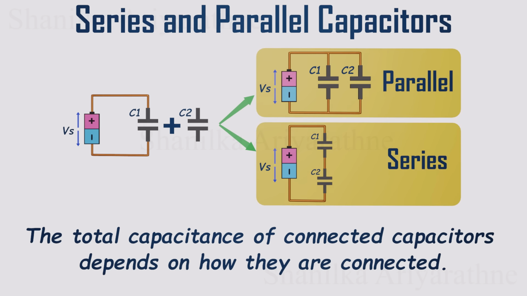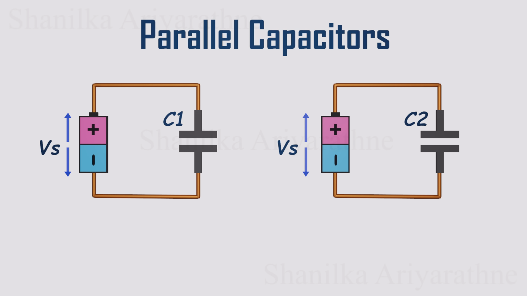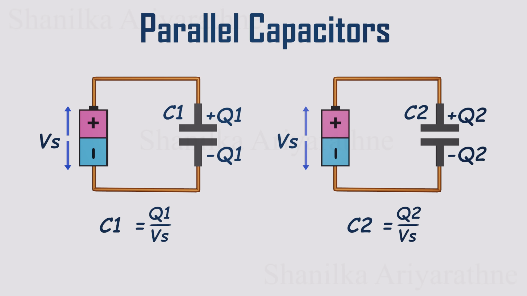Let's consider the parallel arrangement. Imagine both capacitors are connected to separate batteries like this. Suppose to increase the voltage up to the battery voltage, C1 needs Q1 amount of charge, and C2 needs Q2 amount of charge. We can express the capacitance of each capacitor using their charge and voltage.